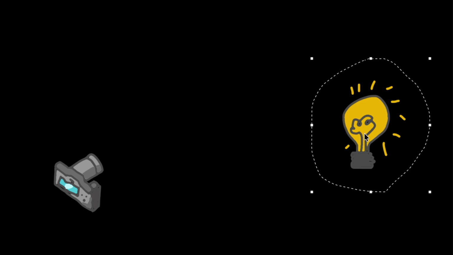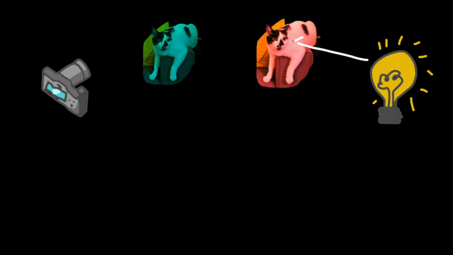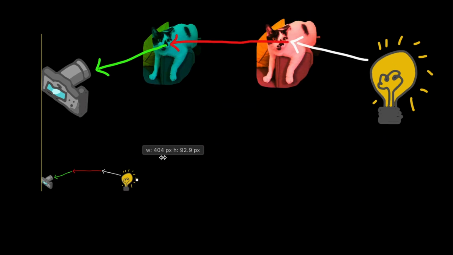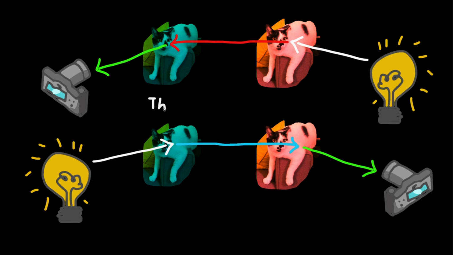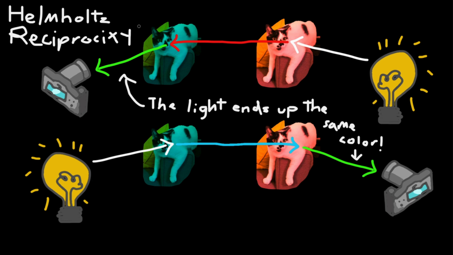One important aspect of light is that every light path is equivalent to its reverse. If a photon bounces off of a red object then a blue object, the final color will be the same as if it bounced first off the blue object, then the red. This property is called Helmholtz reciprocity.